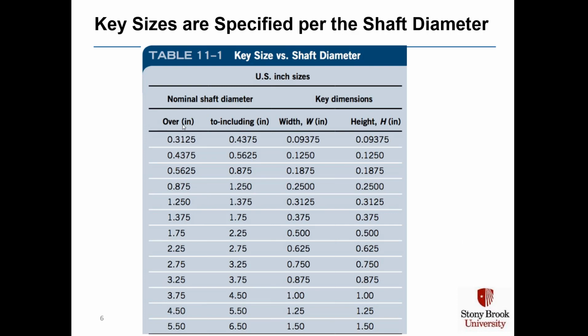Key sizes are specified per the shaft diameter using Table 11-1. First, you specify your shaft diameter. You find out where it fits in these two columns. This is an over-under chart, if you will. It says that if your shaft is in between this number in the left column and this number in the second from the left column, that's the row you're on. So for example, 1.260 inches, you'd be on this row. And then you get the width of the key, and you would get the height of the key. And this chart is for rectangular keys.